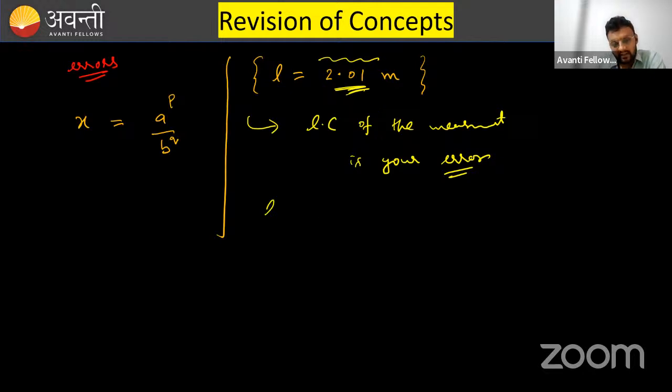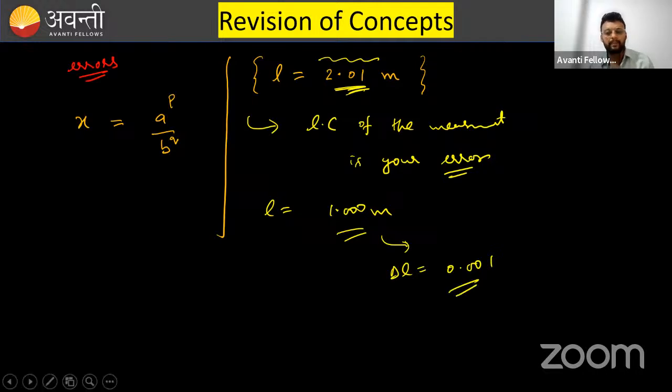If I say length is equal to 1.00 meter, then what is the error? In fact, I will say 1.000 meter. What is the error? Ajay Chauhan is saying 0.001. What is the error in this? Delta L is equal to 0.001. This is the error. Done. I think this is clear.